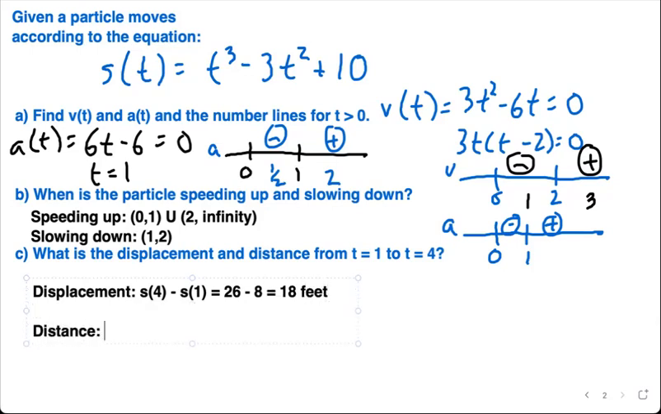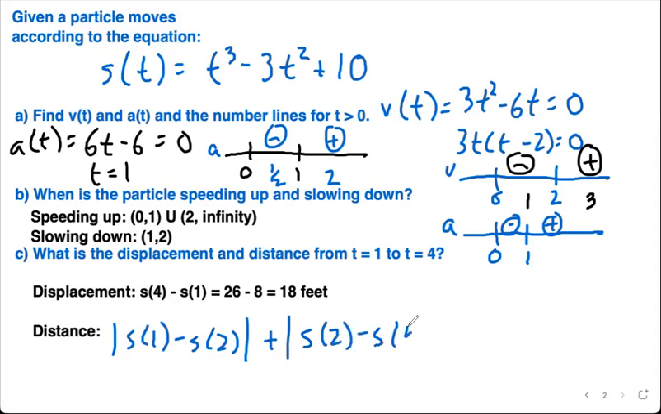For distance, though, you had to know first where the velocity was equal to 0, which we already found. This occurred over here. So it looks like it splits up at 2, which means I'm going to have to find how far it traveled from s of 1 to s of 2. And then I'll find out how far it traveled from s of 2 to s of 4. Because from 1 to 2 seconds, it went in the negative direction. From 2 to 4 seconds, it went in the positive direction.